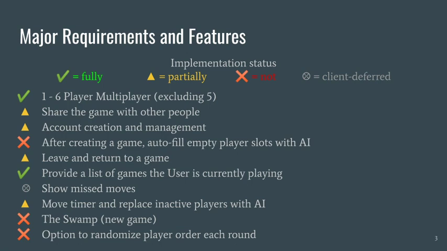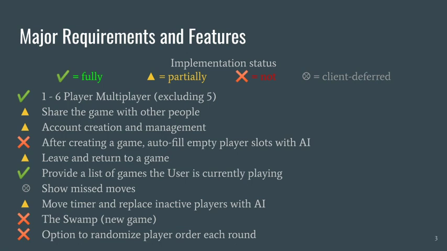Showing players what moves the other player did while they were gone is a feature that our client decided could be deferred because it didn't seem as useful after he thought about it. Each player would have a timer configurable by the game creator that will count down on their turn and replace them with an AI that makes moves for them when it expires. The configurable timer works, but does not actually do anything when it runs out.